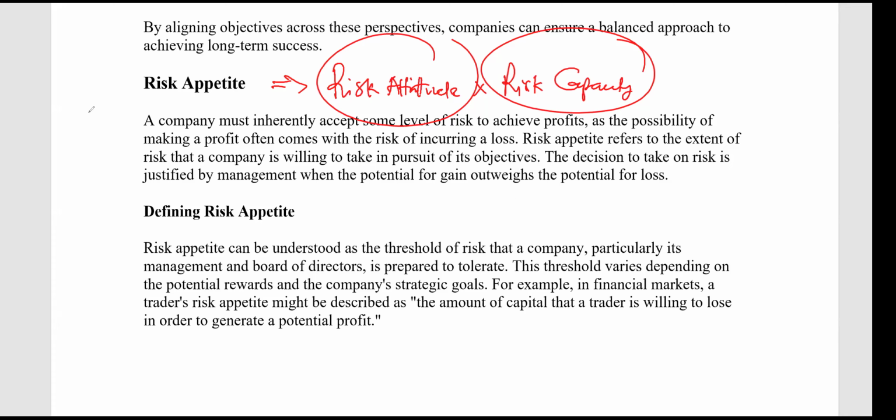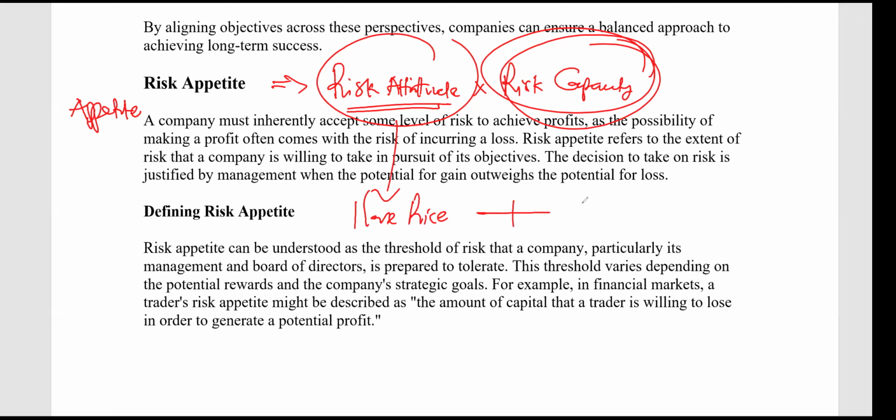So, I have appetite for rice today. What does that mean? It means what is your attitude towards rice and how much rice can you eat? Do you get the whole idea? I'm relating it to food. So, what is my attitude towards rice? I love rice. True or false? And two, how much rice can I eat? Can I eat 1 cup of rice? Can I eat 2 cups of rice? Can I eat half a cup of rice? Do you get the idea?